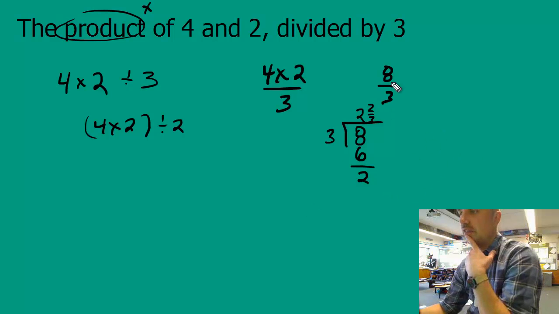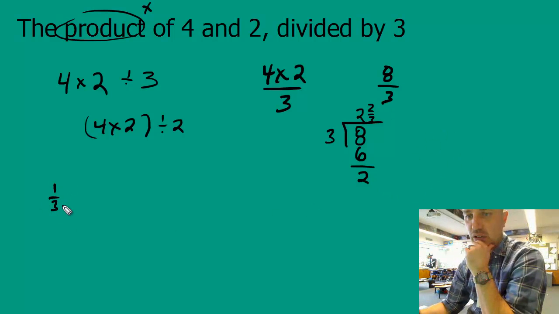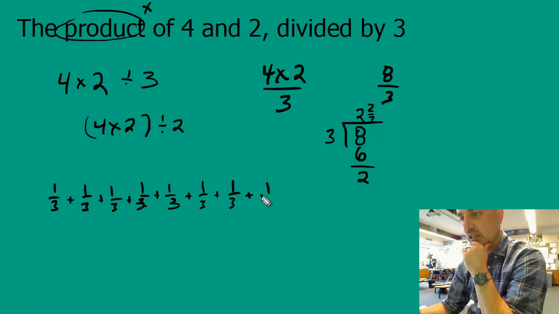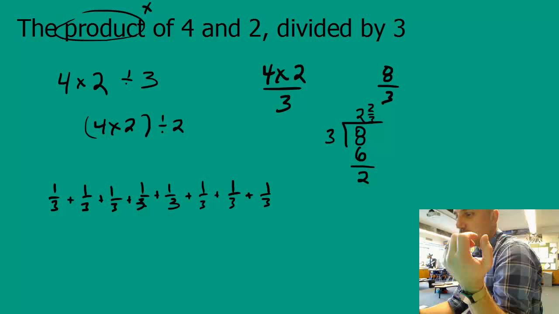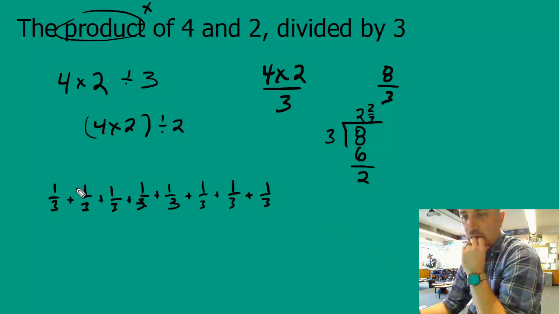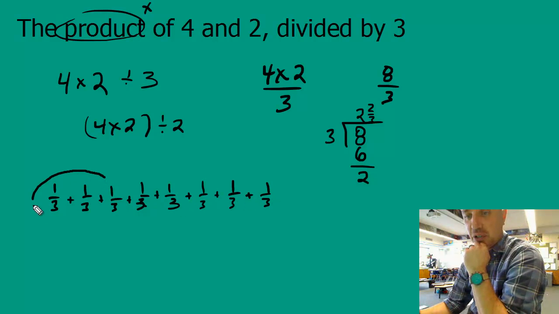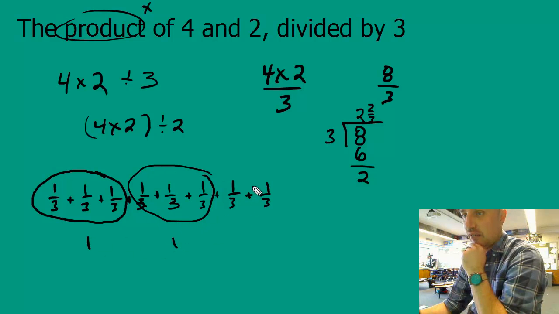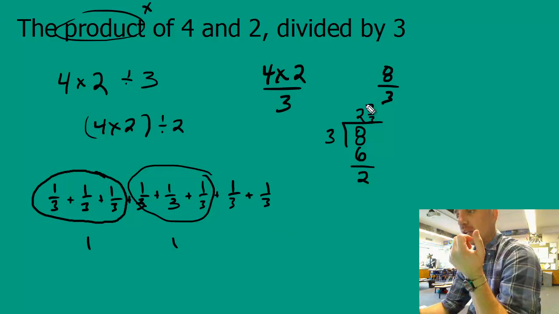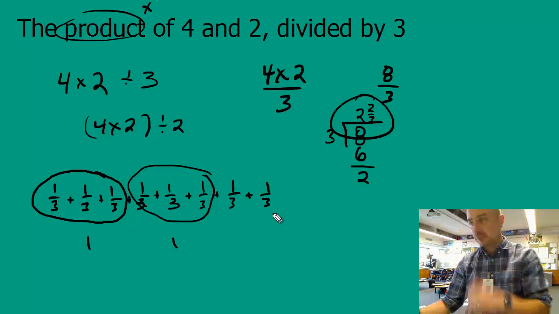I could also say if I have 8 thirds, I have 1, 2, 3, 4, 5, 6, 7, 8. I have 8 of them in there. So I have 1 third, 2 thirds, 3 thirds, 4 thirds, 5 thirds, 6 thirds, 7 thirds. There's 8 thirds right there. 3 of them equals a whole. So that's 1 whole there, and that's one whole there, and I have these 2/3. So I could do that too. Either way, my answer is going to be 2 and 2/3.